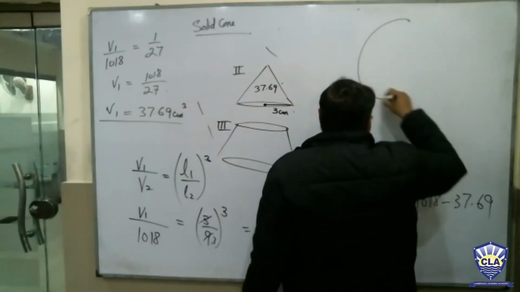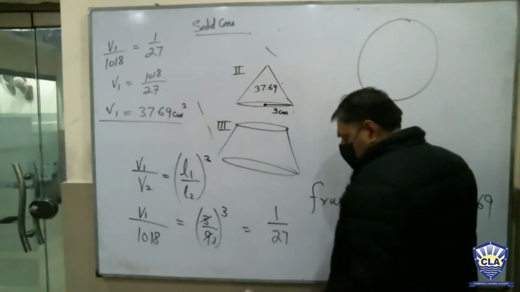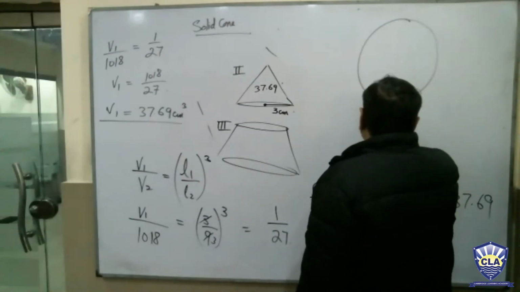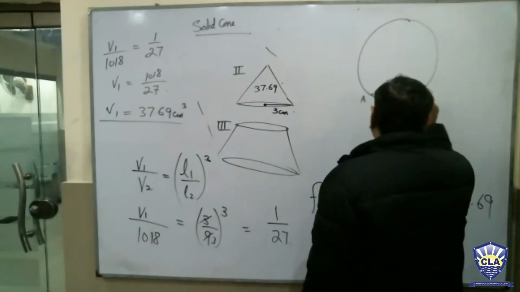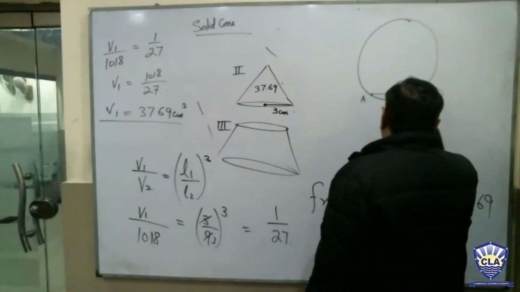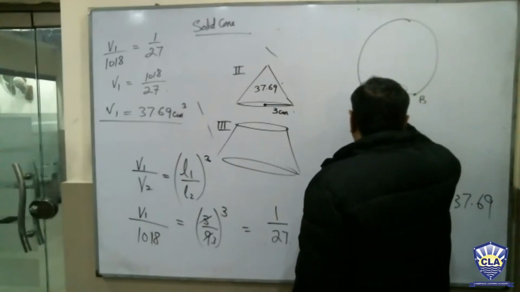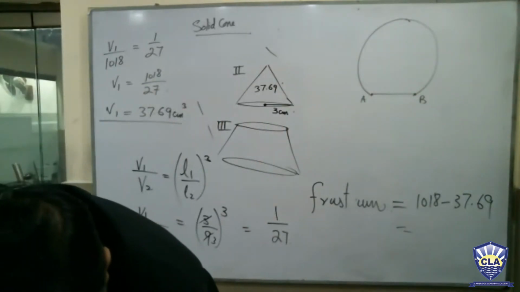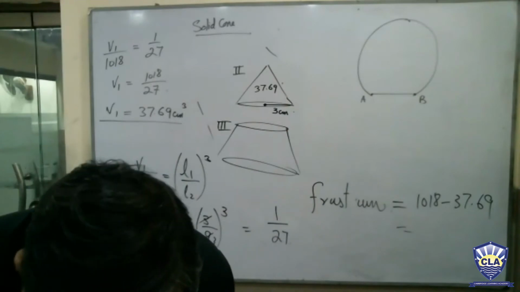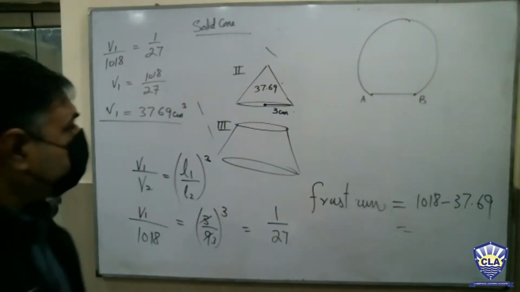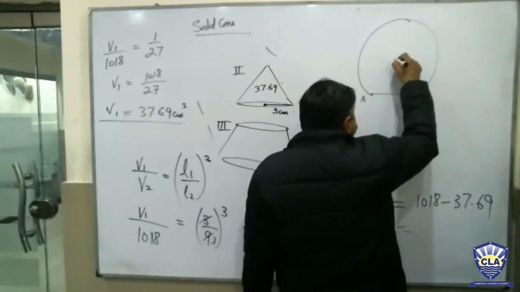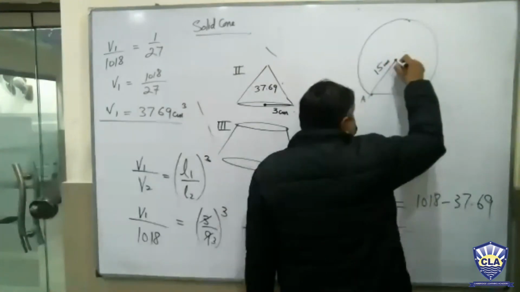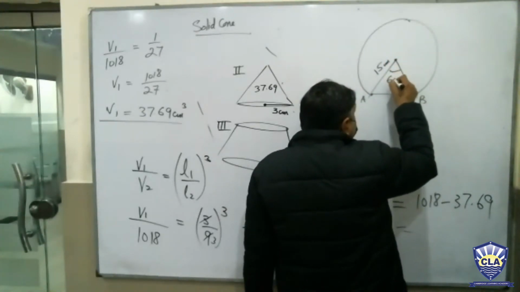Achha, sir, the shape is like this. It is a kind of trophy. The diagram shows A and B. This portion is removed. Radius is 15 centimeter. Angle is 60 degrees.